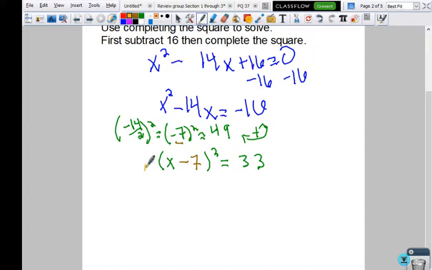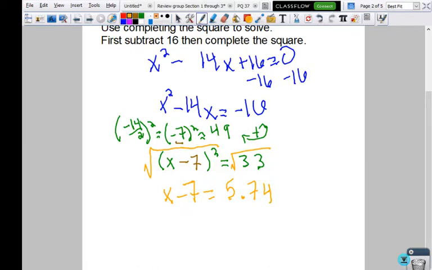So we are going to square root this first. Oh, so we're going to square root both sides. We're going to get x minus 7 equals, and Delia, you got decimals. What's the square root of 33? It's going to be a decimal. Let's just put 5.74.